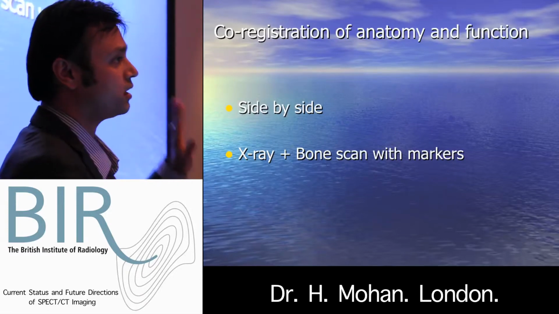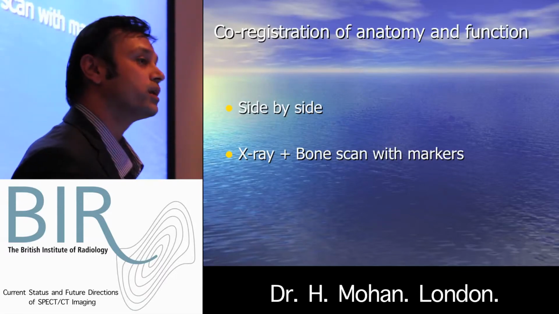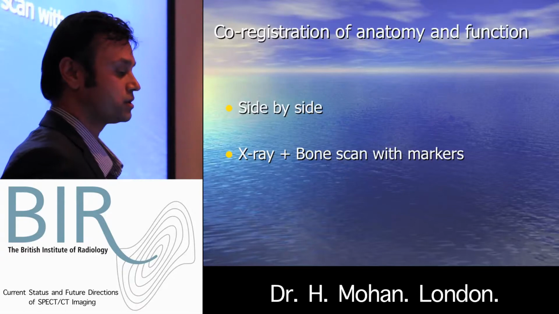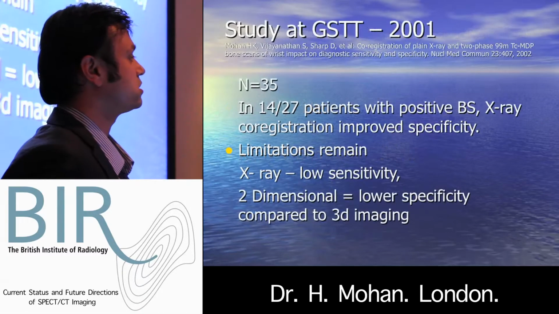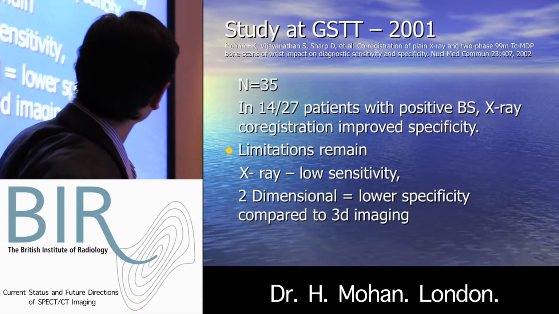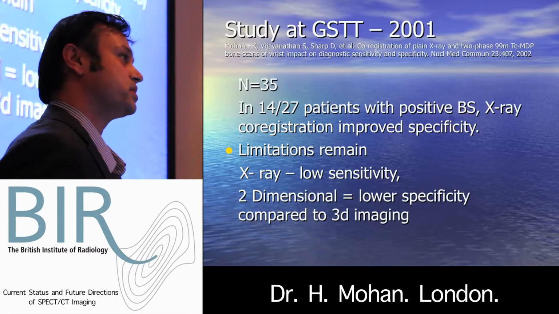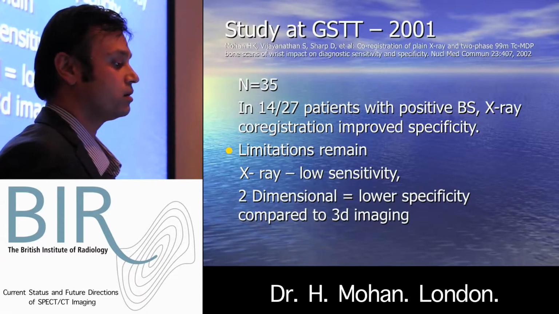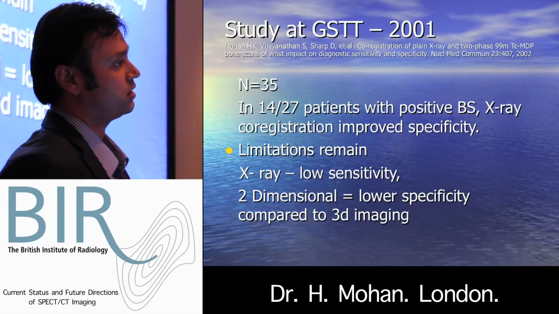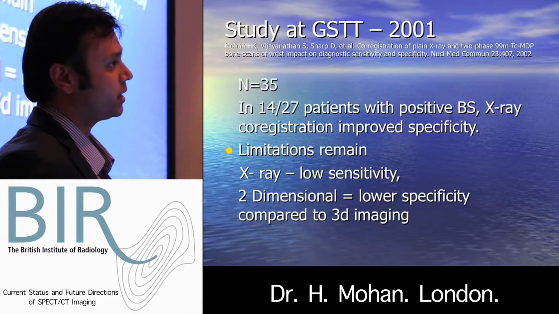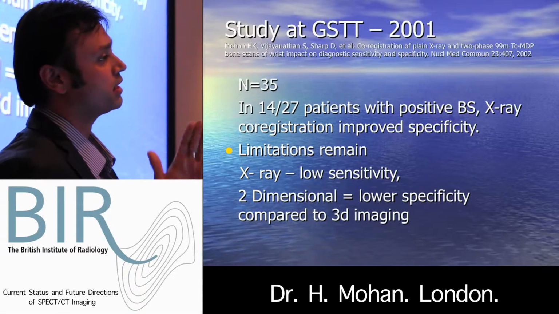So you have a planar bone scintigram of the wrist, and then you combine it with X-ray. You could either look at them side by side, or you could use registration techniques using markers, which we've done in the past, a co-registration study, and published it. We did a study in 2001, looking at 35 patients, at bone scans alone, X-rays alone, and then the incremental benefit of combining the planar bone scan and the X-ray.